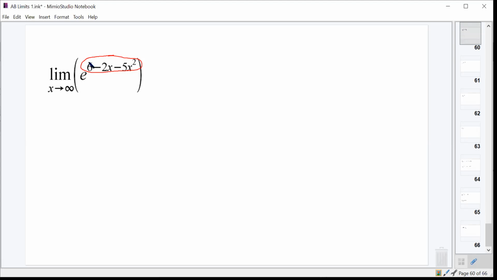Yep. So if that was just e to the x, or let's say it was just e to the u, we know what e to the u looks like, don't we? Just looks like e to the x, right? So what does u equal? u is 6 minus 2x minus 5x squared, right? If I want to replace that to make this e to the u, I also have to replace the x approaches infinity. So if x is approaching infinity, what is u approaching?